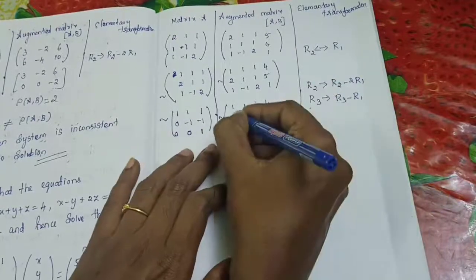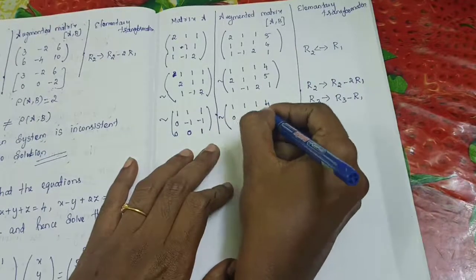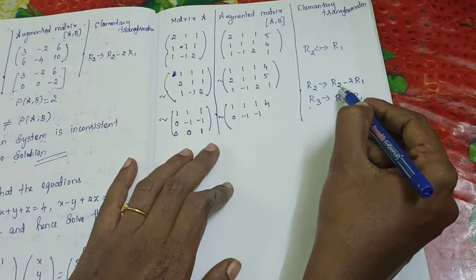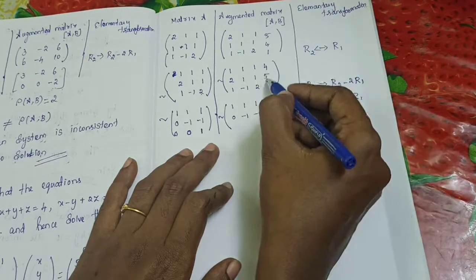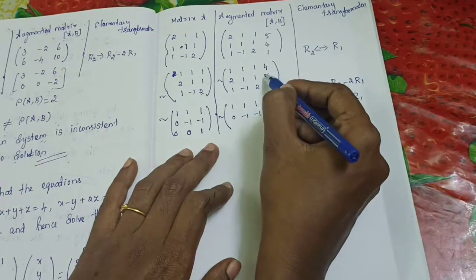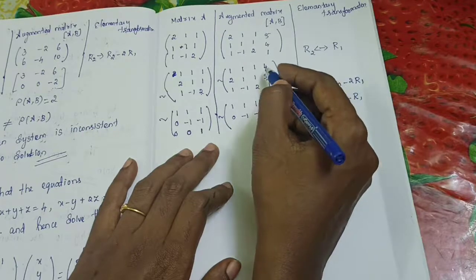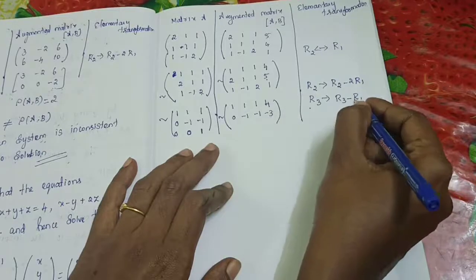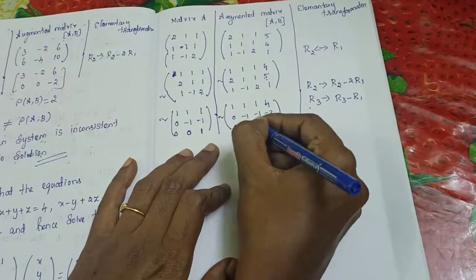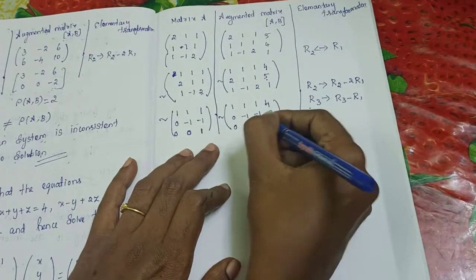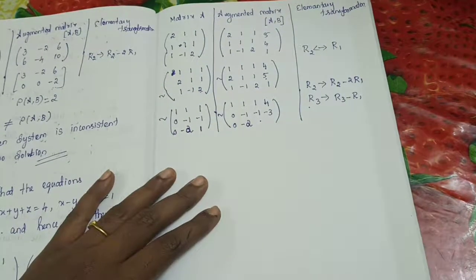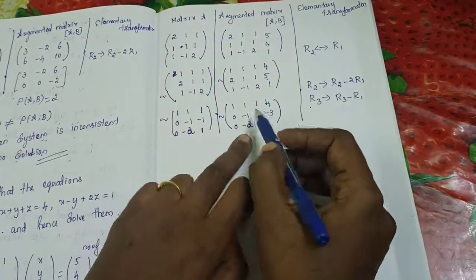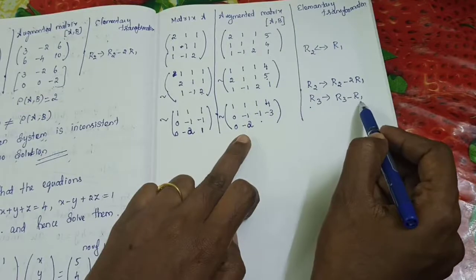Okay. Then next one 0, minus 1, minus 1. This alone you need to check here. So R2 minus 2 into R1, that is 5 minus 2 into 4, means 5 minus 8. That is minus 3 you will get. Okay. Then next this also, so 0, 0. Sorry, it's minus 2. That is R3 minus R1.